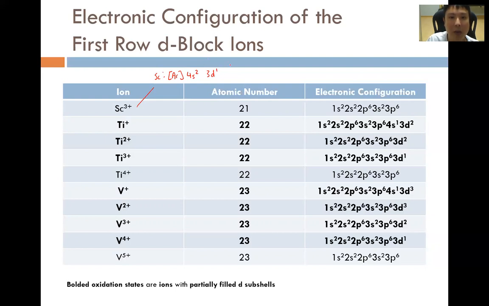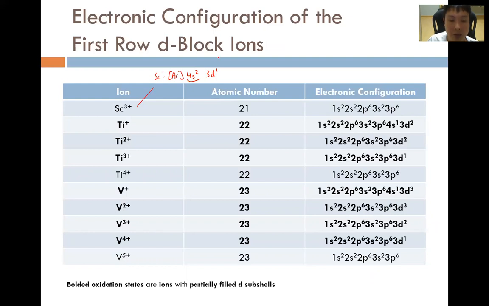Okay, so now because scandium is 3+, I'm going to remove 3 electrons. But the question is, do I remove the electron from the 3d orbital, or from the 4s orbital? When you fill up the electronic configuration for the atoms, you fill up the 4s orbital first, because if you read off the periodic table, you will realize that the relative energies of the 4s and the 3d orbitals are such that the 4s orbital is lower in energy. And that's why we fill up the 4s orbital first before the 3d.